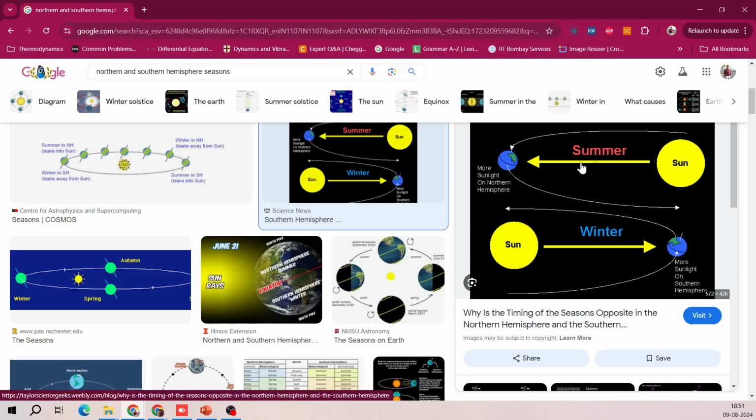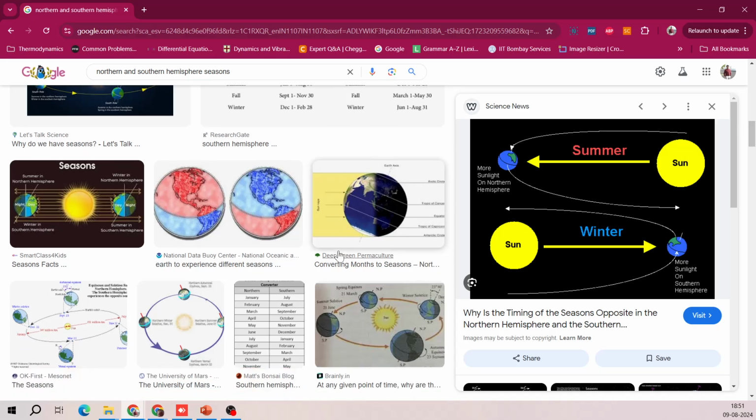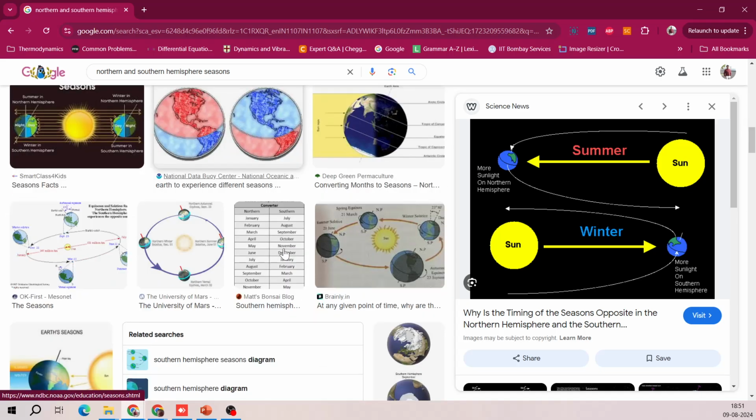See, in summer, you can see this tilt. Upper is the northern hemisphere, below is the southern hemisphere. So due to this tilt, when there is direct radiation at the northern hemisphere, that will be a summer case. And when this direct beam is towards the southern hemisphere, it will be winter in the northern hemisphere. Are you getting it or not?